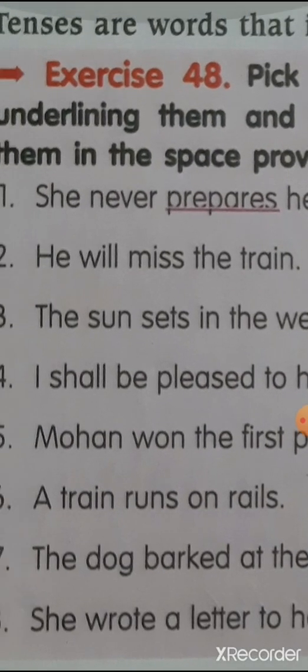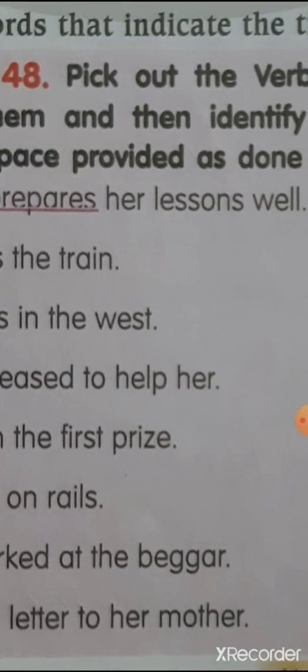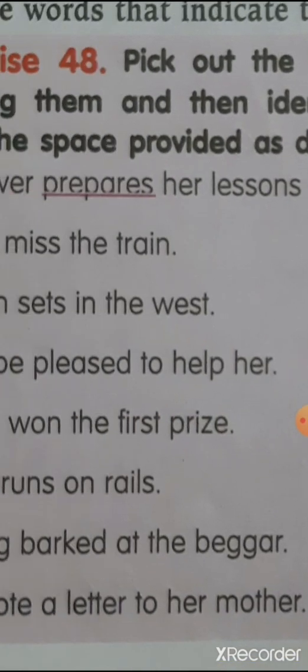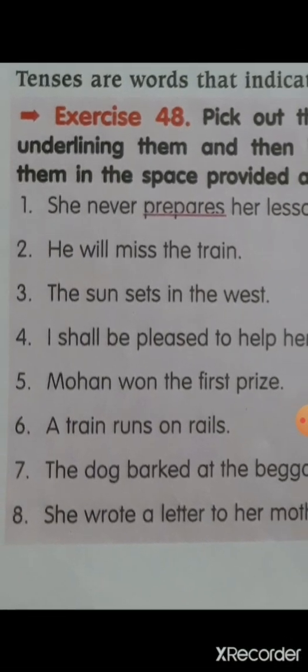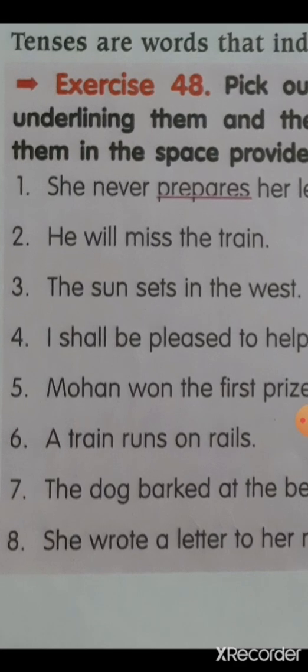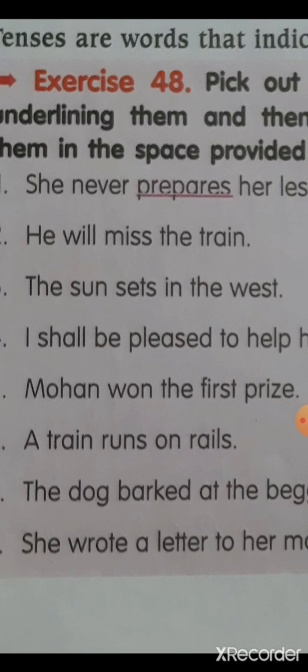He will miss the train. Yes, my children can write very well the answer. Yes, the clue is there. He will means the sentence is telling us that the action will take place in the future tense. The sun sets in the west. No past is there, no will is there, means the sentence is in the present tense.